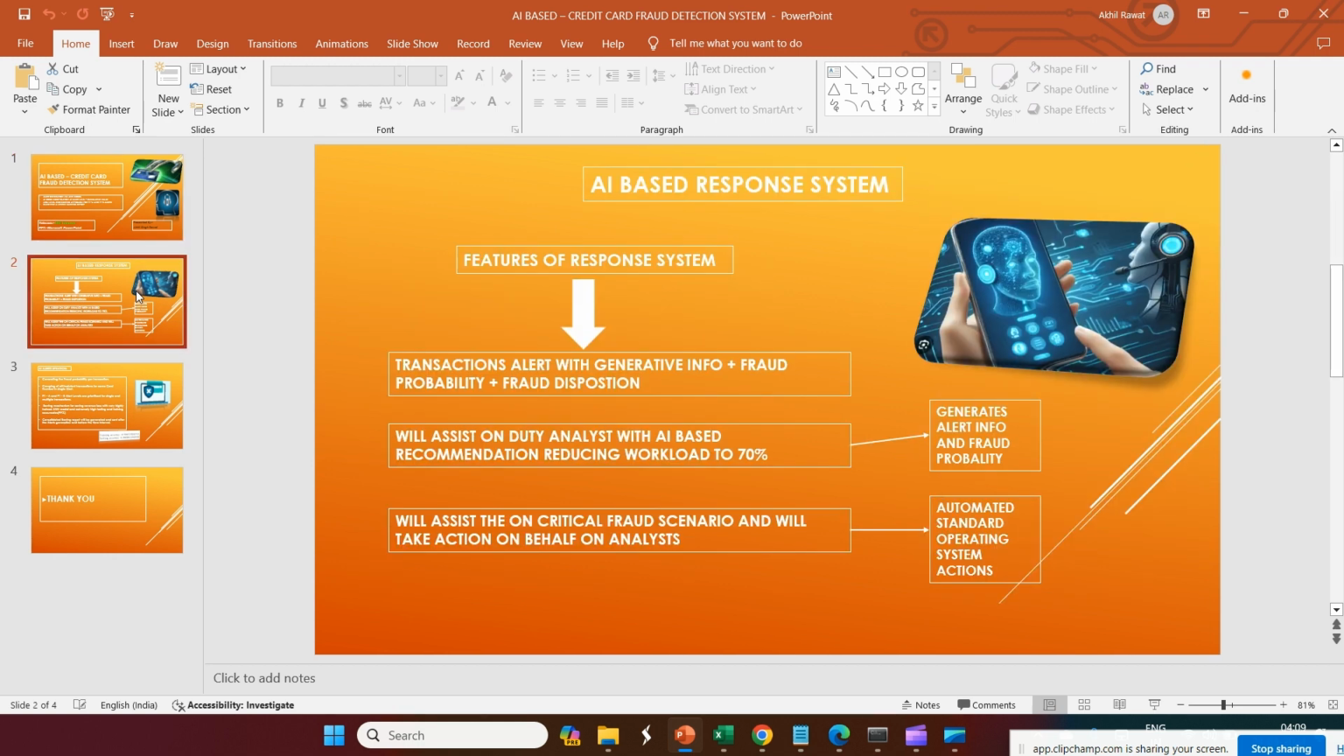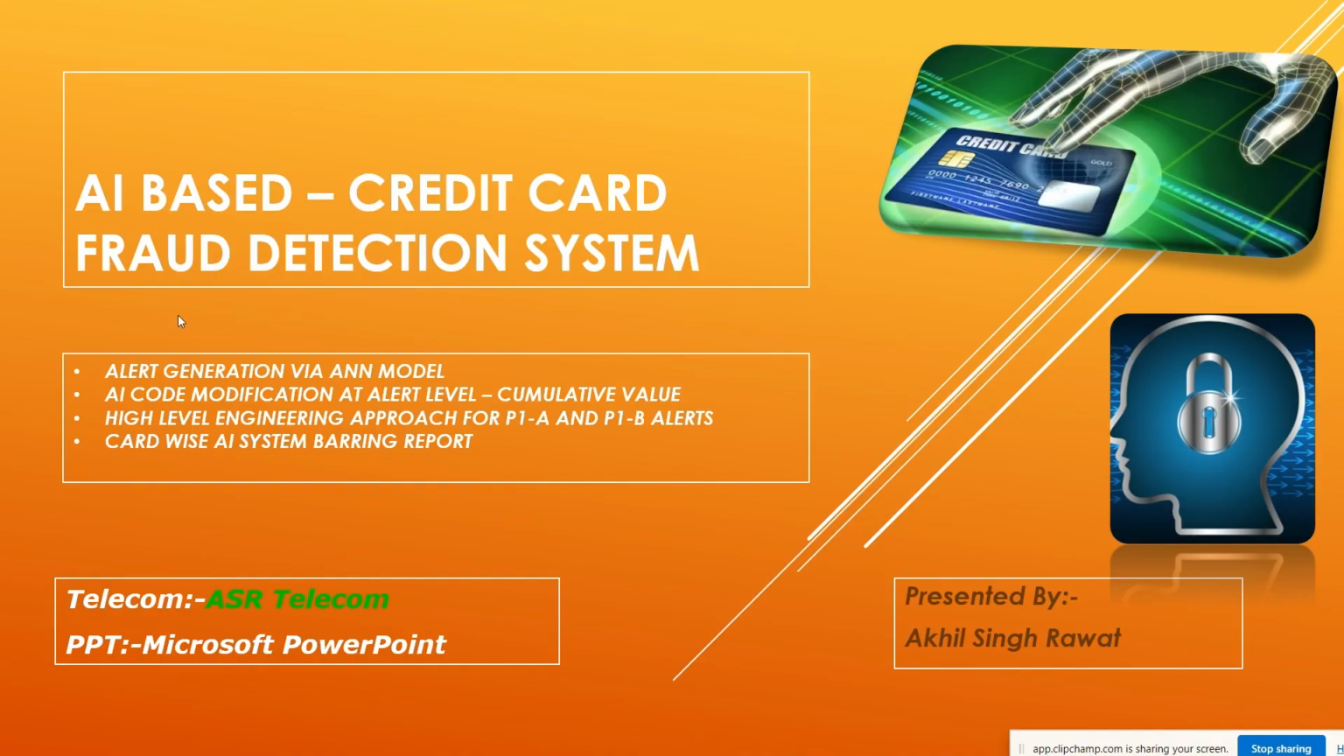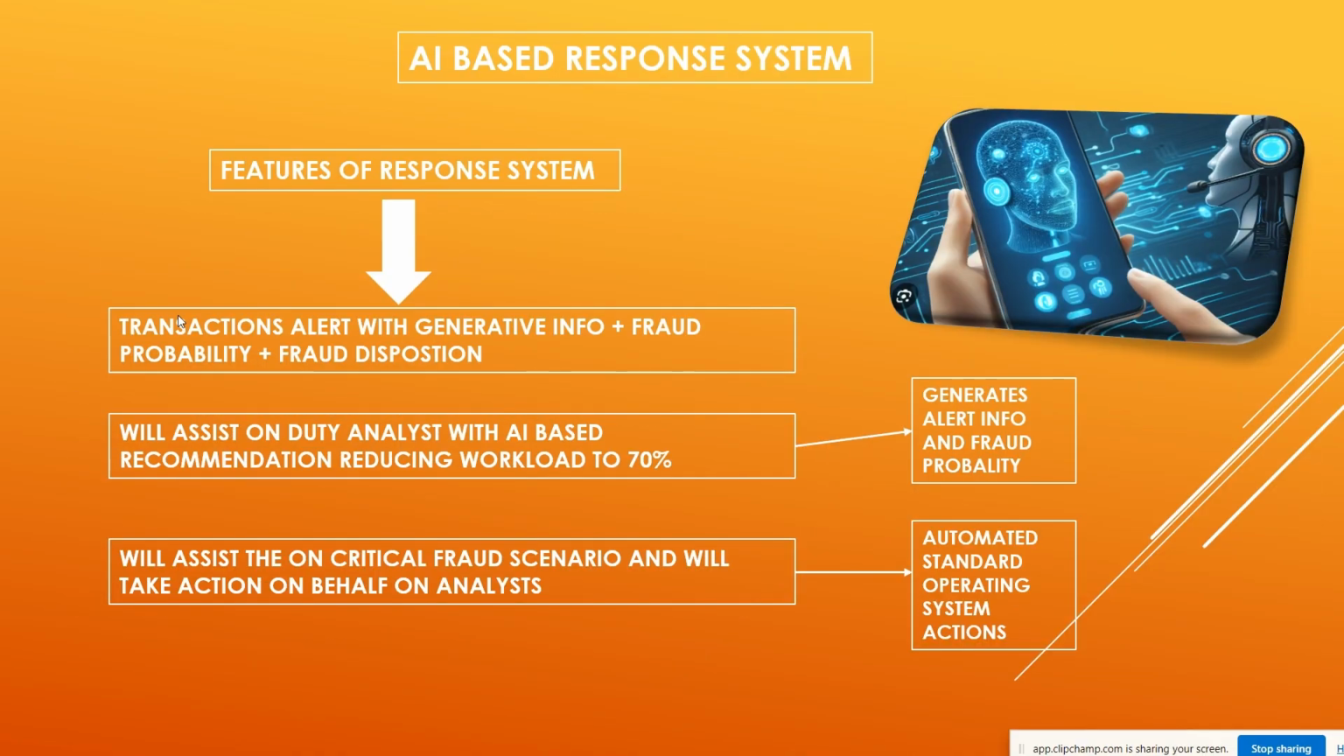Okay, so this is the AI-based response system that I have designed. And what is the feature of the response system? The transaction alert with generative info will be there, which will have the fraud probability and fraud disposition. As earlier, we will do the same here for the transactions. Then it will assist the on-duty analyst with AI-based recommendation, reducing the workload by up to 70%.